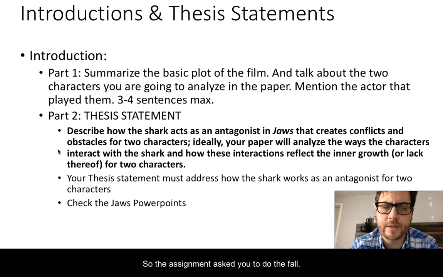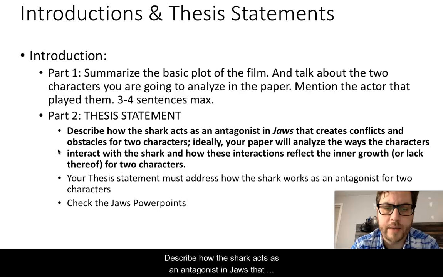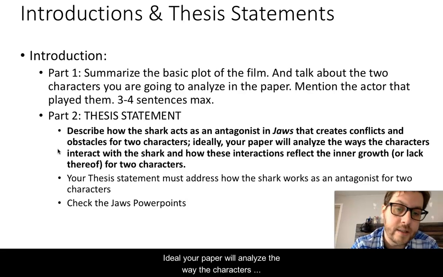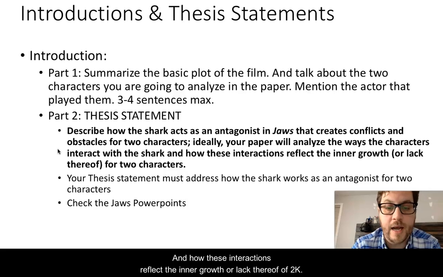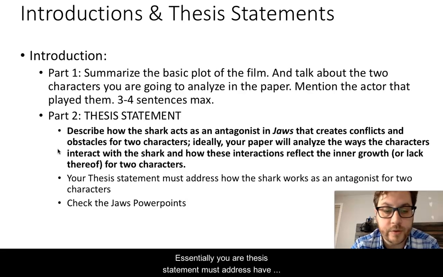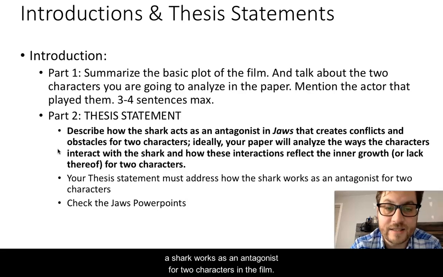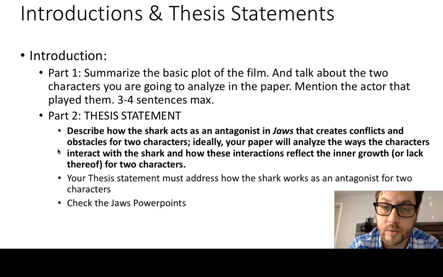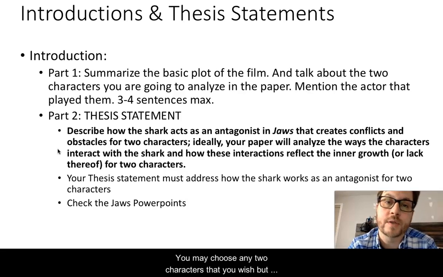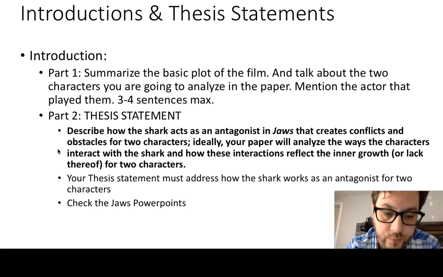So, the assignment asked you to do the following. Describe how the shark acts as an antagonist in Jaws that creates conflicts and obstacles for 2 characters. Ideally, your paper will analyze the way the characters interact with the shark and how these interactions reflect the inner growth or lack thereof of 2 characters. So essentially, your thesis statement must address how the shark works as an antagonist for 2 characters in the film. You may choose any 2 characters that you wish, but please choose 2.